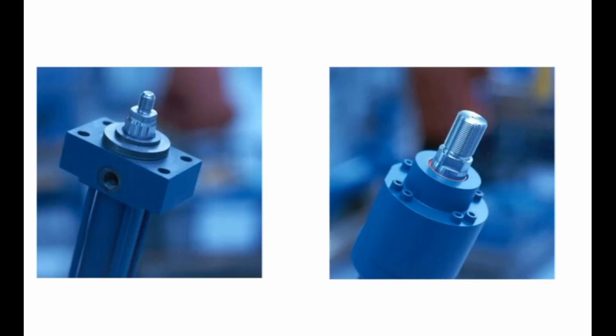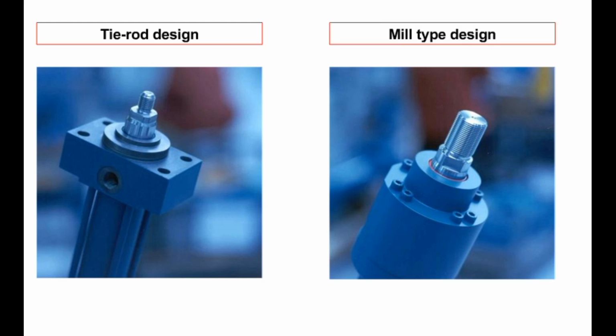The design of hydraulic cylinders depends to a large extent on the various applications. There are basically two types of design: tie rod design and mill-type design. We will illustrate these types of design using a single rod cylinder, the most commonly used type of cylinder.